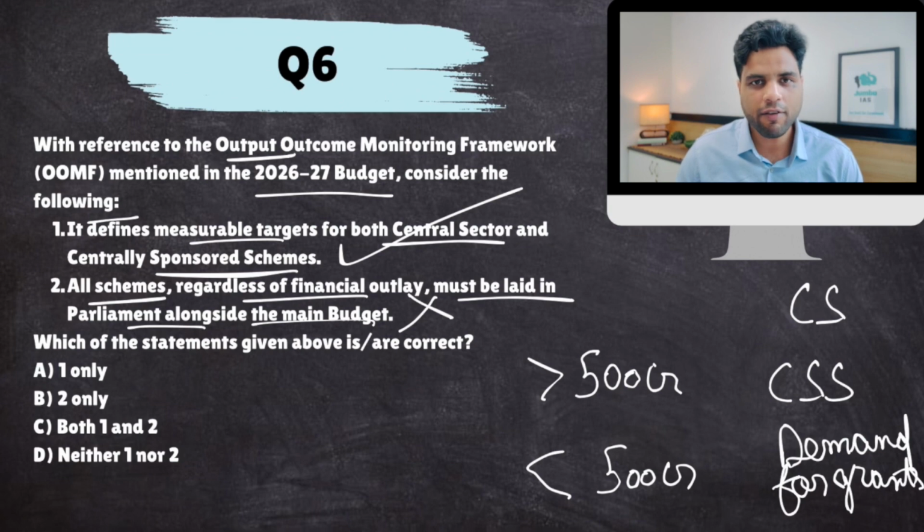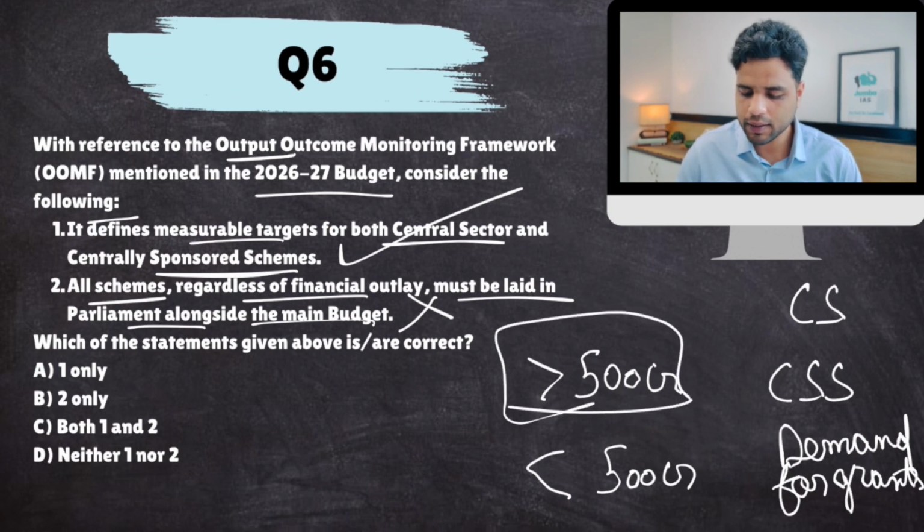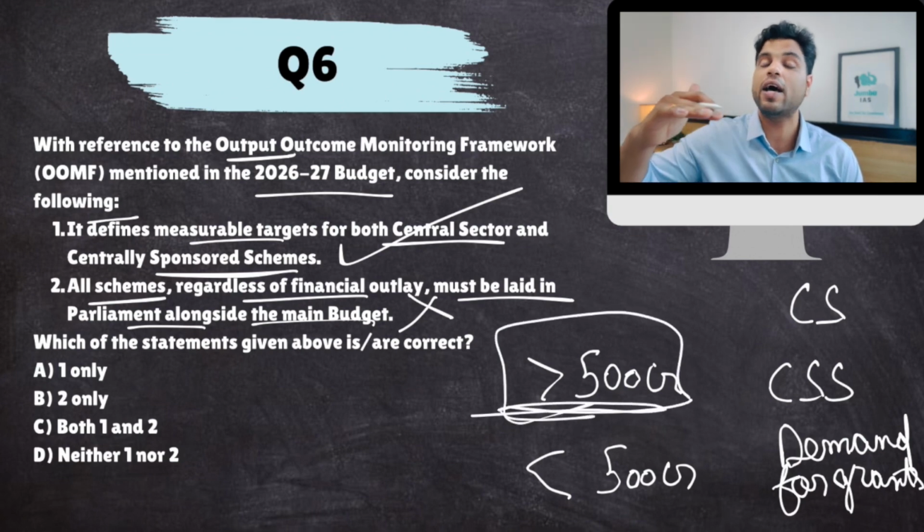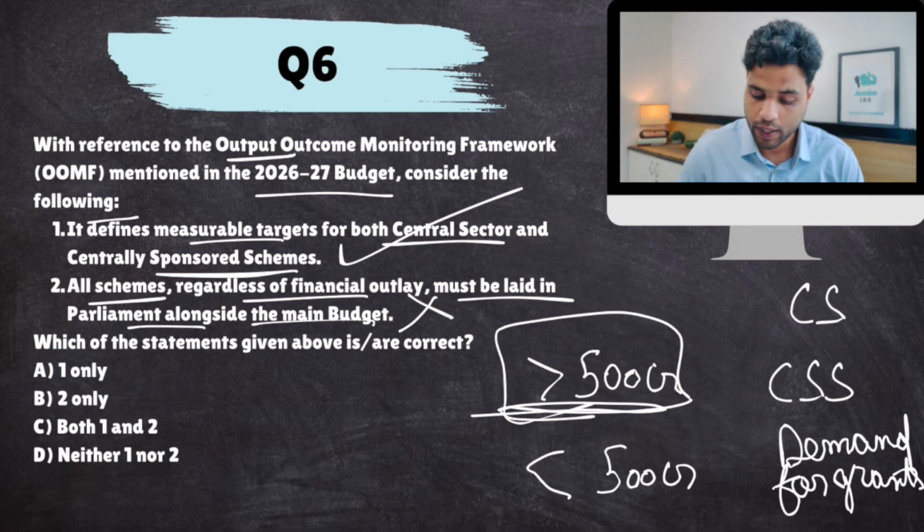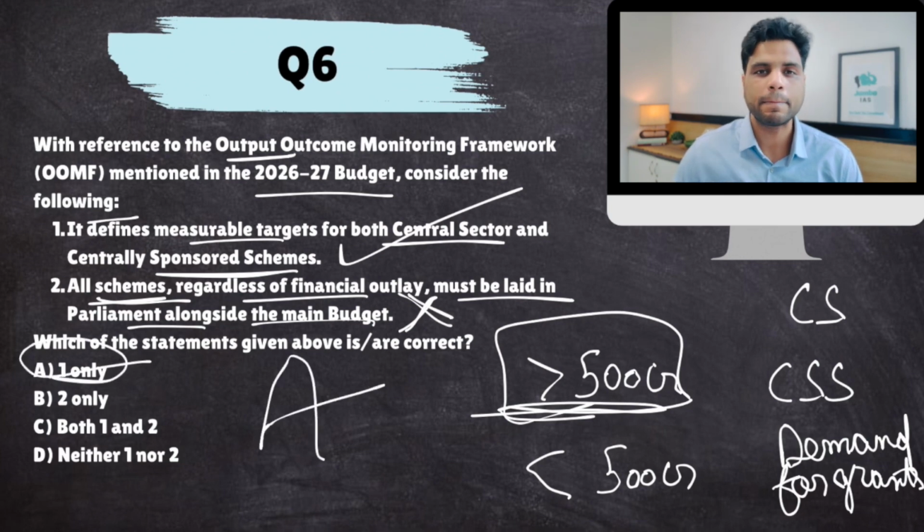Okay, there would be demand for grants for these as well, but they would be presented separately. They would have a separate discussion on them also. So this is the thing. Not all, only 5,000 crore plus. So A. Okay.